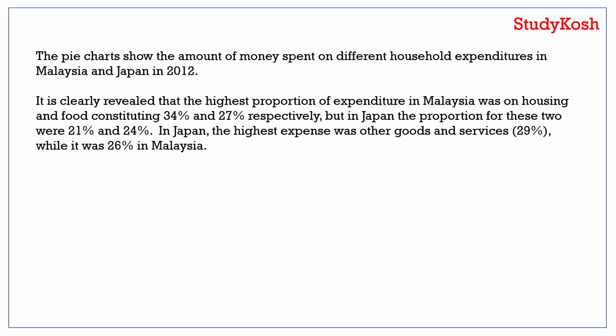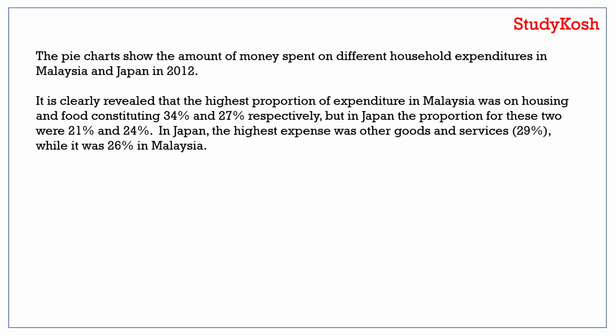Now students, I used a line. Pick up the segment and try to put as much information as you can. This is what I meant. First of all, I have begun the passage like this. It is clearly revealed. What is revealed? The highest proportion of expenditure in Malaysia was on food as well as housing. I have taken together two segments, meaning the highest expense and the second highest.